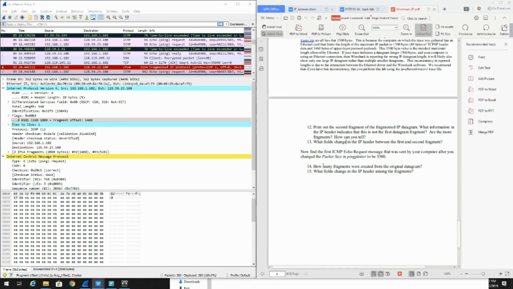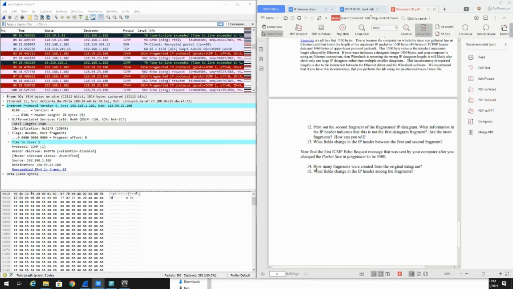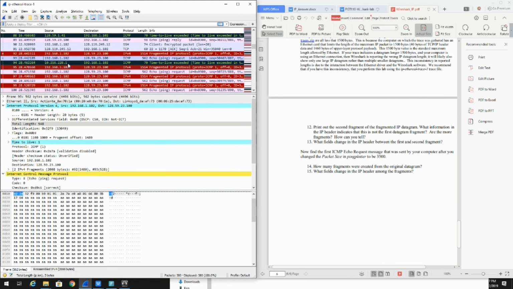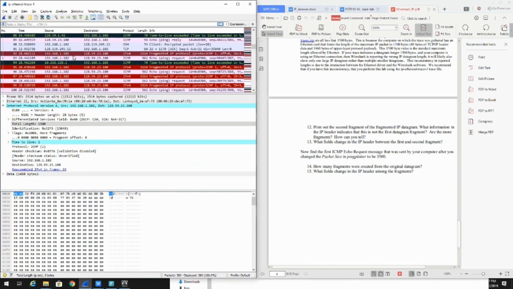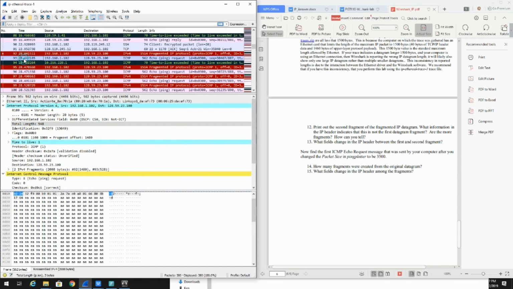Next, how many fragments were created from the original datagram? After sending 3500 bytes, 3 fragments have been created. Finally, what fields changed in the IP header among the fragments? The first fragment's IP header has a total length of 1500 with a fragment offset of 0. For the second, it only has a total length of 548 and a fragment offset of 1480.